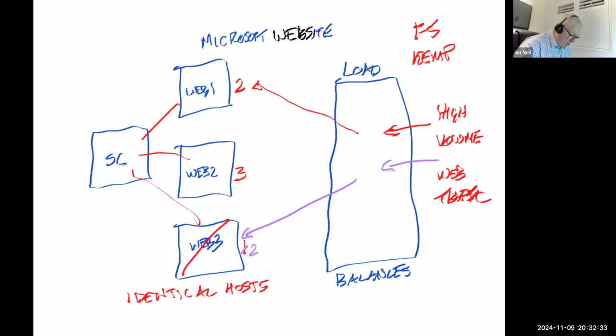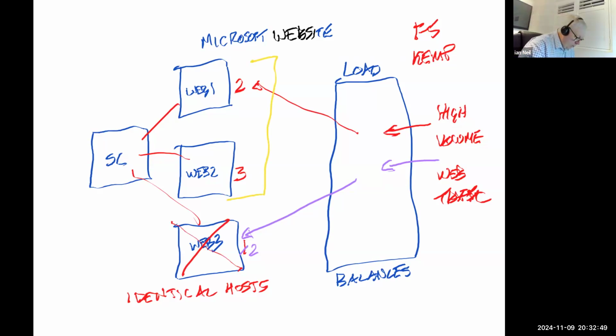But let's say, for instance, Web3 crashes or is down for maintenance. Instead of my load balancing it over 3, he knows he's going to load balance the traffic over the 2 until the 1 comes back in.